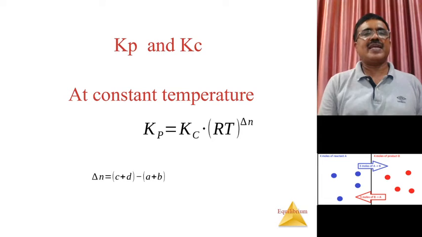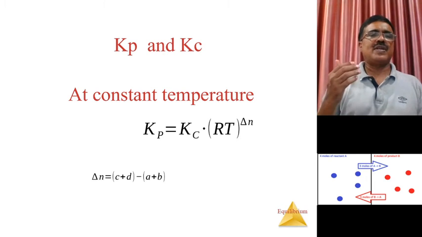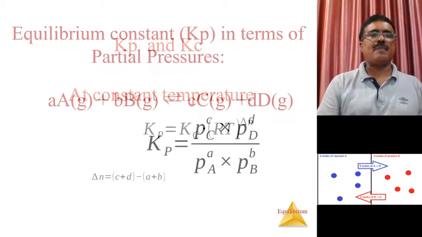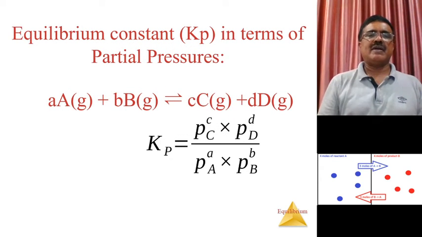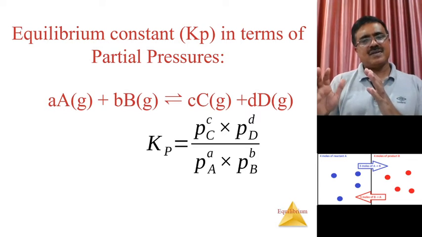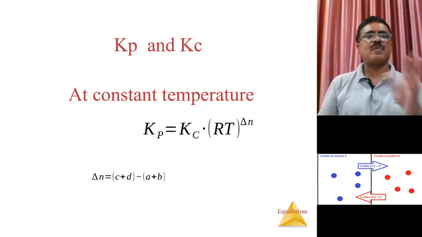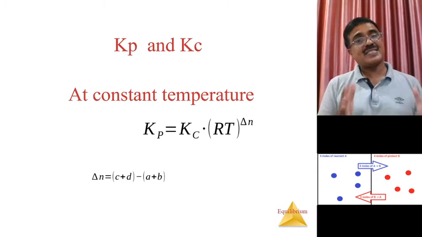And you can have a relation between Kp and Kc for a reaction. It will be Kp is equal to Kc into (RT) raised to delta n. Because we know in the expression for Kp, we can replace the partial pressure: P is equal to n by V into RT, or P is equal to molar concentration into RT. So we can substitute for partial pressure as molar concentration into RT, and you do the mathematical manipulation, you get this equation.